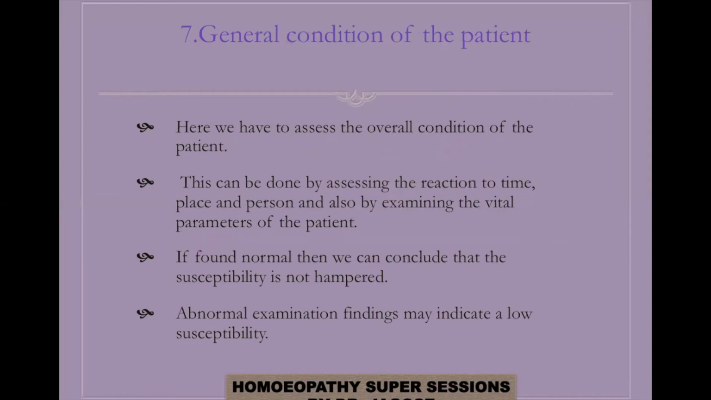So here we have to assess the overall condition of the patient. Now, this can be done by assessing the reaction to time, place, and person, and also examining the vital parameters of the patient. That is, what is his state of consciousness, whether he's conscious, unconscious, in a comatose state, or in a stuporous condition, and so on. Therefore, I've written reaction to time, place, and person. And naturally, you also have to examine the vital parameters, that is the TPR, BP. If found normal, then we can conclude that the susceptibility is not hampered. However, an abnormal finding may indicate a low level of susceptibility.